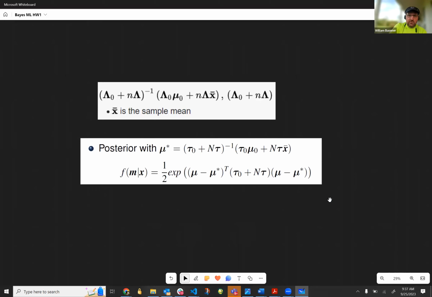Okay, so the posterior, in the notes, it says mu star is given by that. And that's the same thing as this here, right? This is the mean for a posterior distribution. It's a multivariate normal distribution. Tau naught corresponds to that. N times tau corresponds to there's n times the precision matrix. Tau naught, mu naught, that's here. And then n tau x bar, right, is of course that right there.